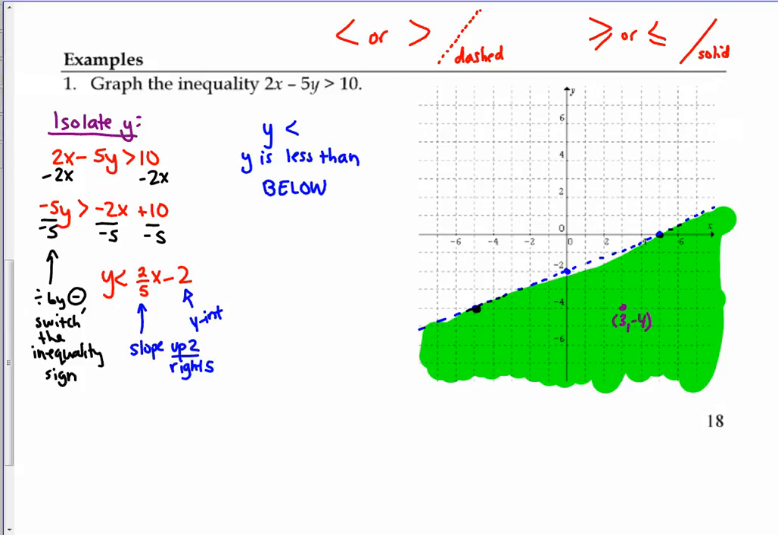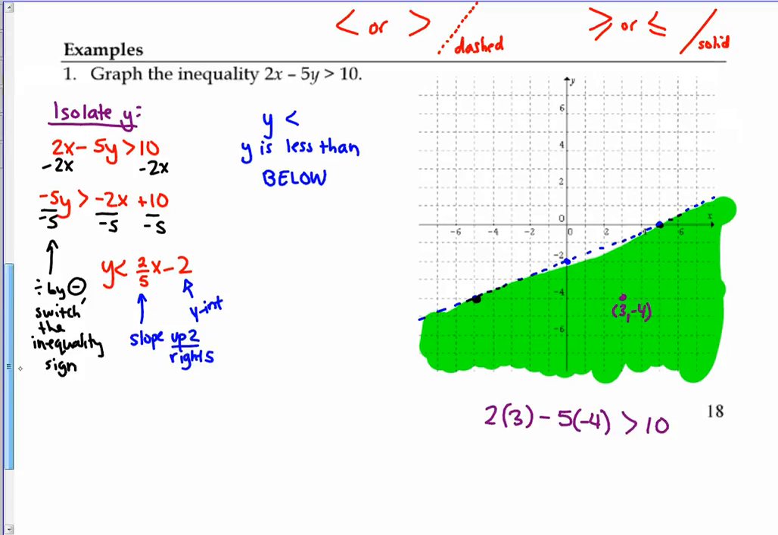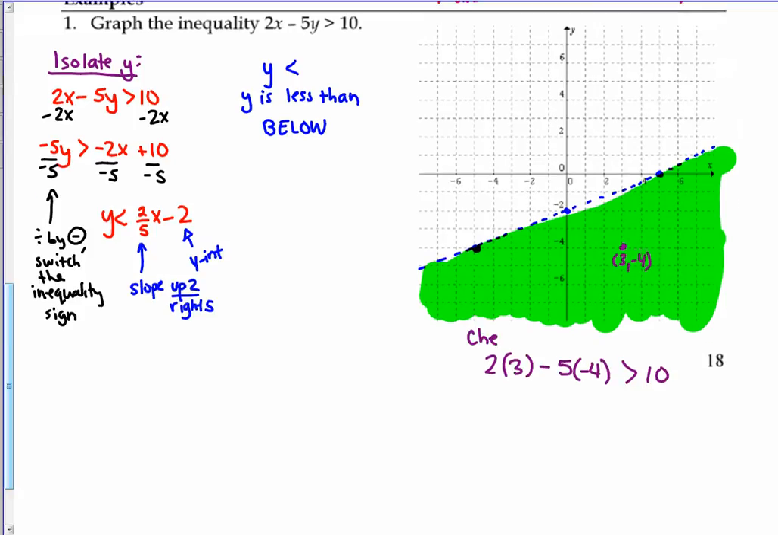So always go back to the original: 2 times x minus 5 times y greater than 10. I want to double check that I shaded the right area. I pick any point in the shaded area and plug it into the original and make sure it's true.